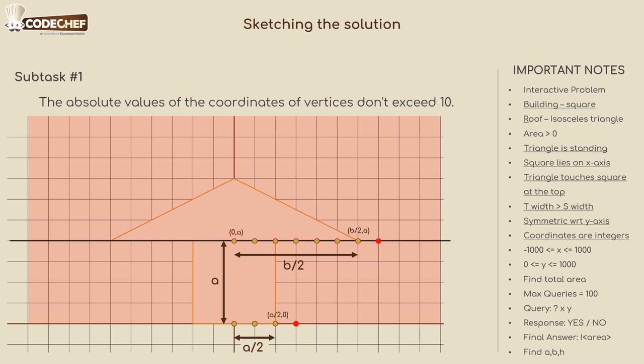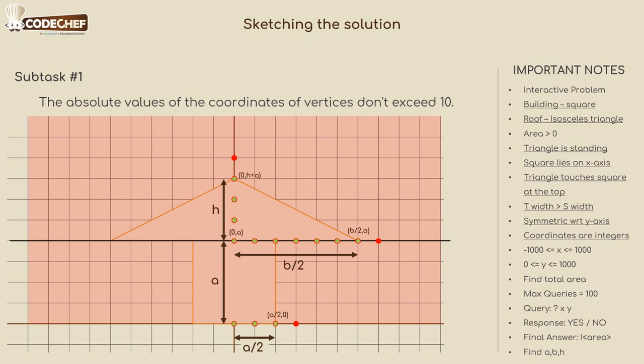Now since the roof is an isosceles triangle and the figure is symmetric to the y-axis, the tip of the triangle will always be lying on the y-axis. To find the height of the triangle, we can iterate on the y-axis starting from (0, a+1) because we already know that (0, a) will give us yes. So after we get the first no, we get the height of the triangle by subtracting a from the coordinate, because it will give us h plus a.